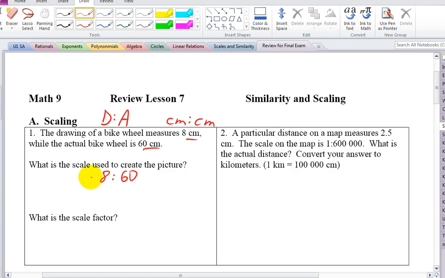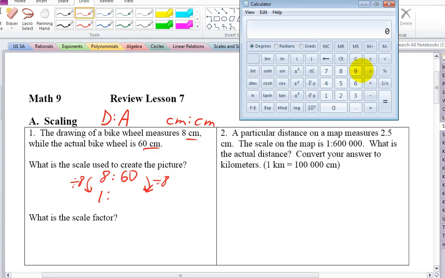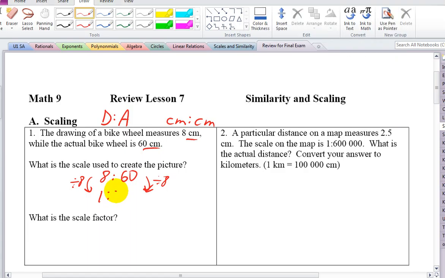Then we have to put this in lowest terms by dividing by 8. And whatever we do to the one side, you have to do to the other side. And so we can get 1 and what's 60 divided by 8? Calculator's out, of course. 7.5. Now that might be the answer, but if you don't see that there, you should try and get rid of your decimal. Okay, so multiply it by 2 and get 2 to 15. So times it by 2.